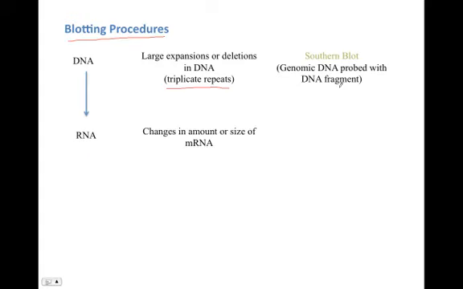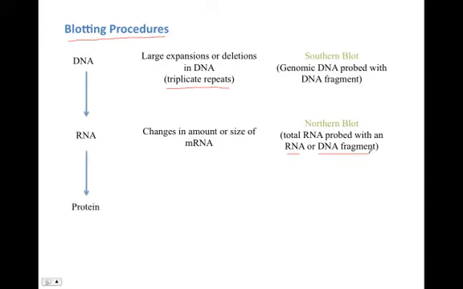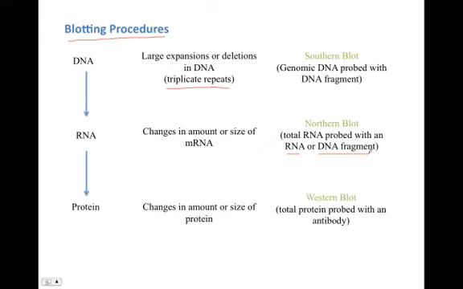At the level of RNA, you can examine changes in the amount or the size of a messenger RNA through a northern blot. A northern blot consists of looking at total RNA and probing with an RNA or a DNA fragment. Finally, protein and changes in the amount or the size of protein can be determined through a western blot. A western blot looks at total protein probed with an antibody specific for your protein of interest. Let's look at each of these now.